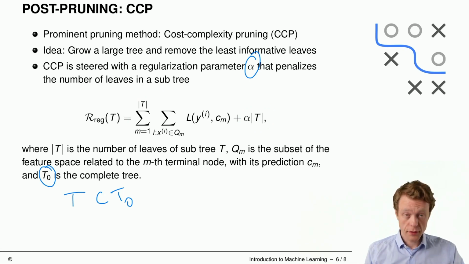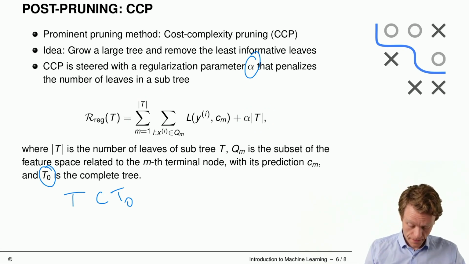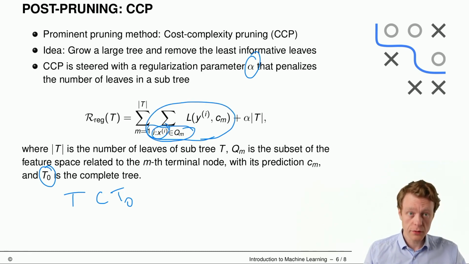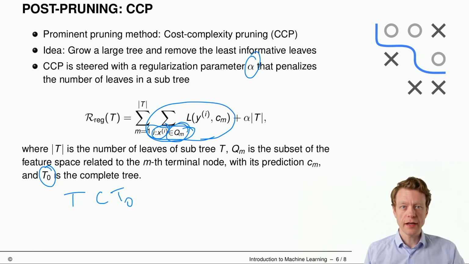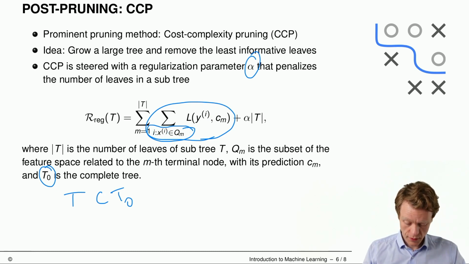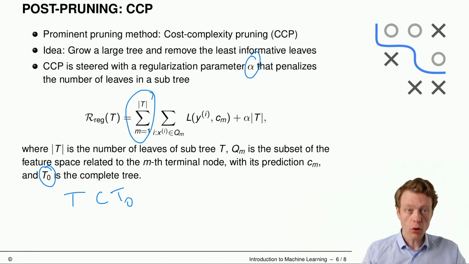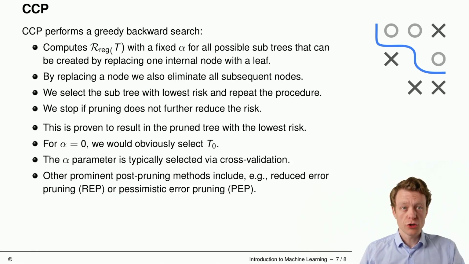And just so that you get the formula here, we sum in the inner sum over all the observations where the feature value of this observation is inside that rectangle that relates to the subset of the feature space of this terminal node or of this leaf. And Cm is the optimal constant prediction in that leaf, and then we sum in the end over all the leaves. What CCP does is performing a greedy backward search.